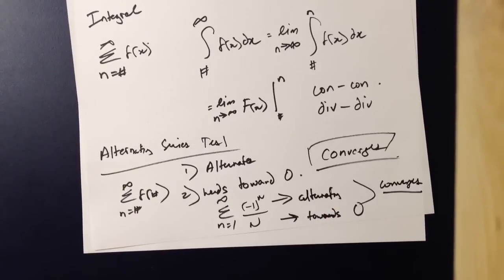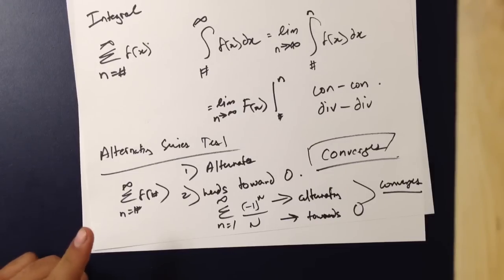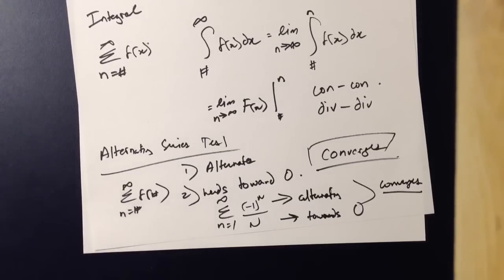Now remember, these 4 tests are secondary. You should always turn to the ratio test first. If the ratio test is inconclusive, then you'd turn to the limit comparison test, the direct comparison test, the integral test, or the alternating series test.